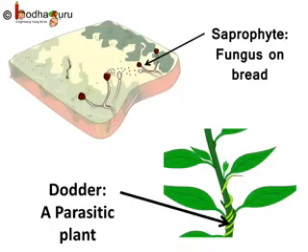We also came to know that not all plants are autotrophs. For example, saprophytes like fungi depend on decaying substance for nutrition. Parasitic plants like dodder acquire nutrients from the host plant.